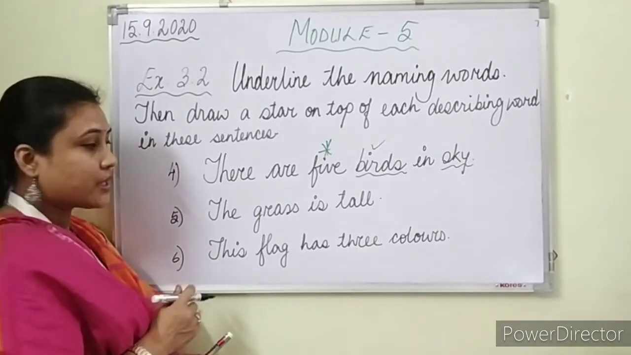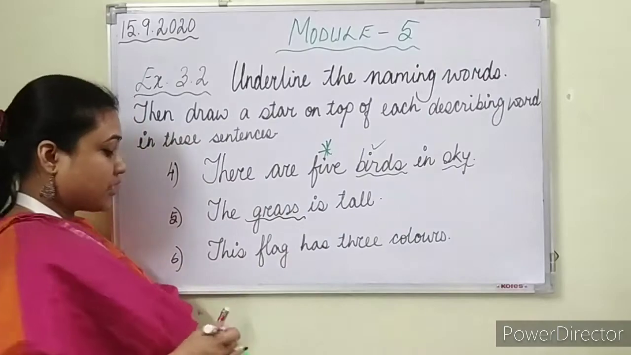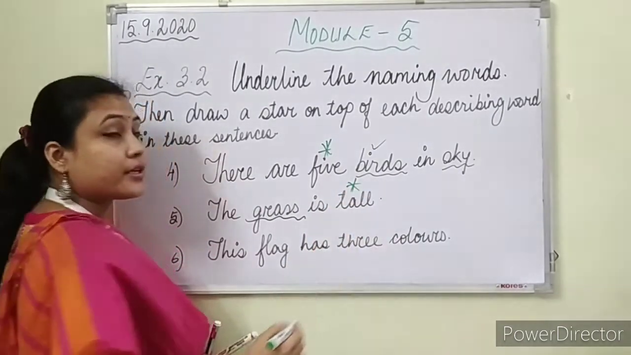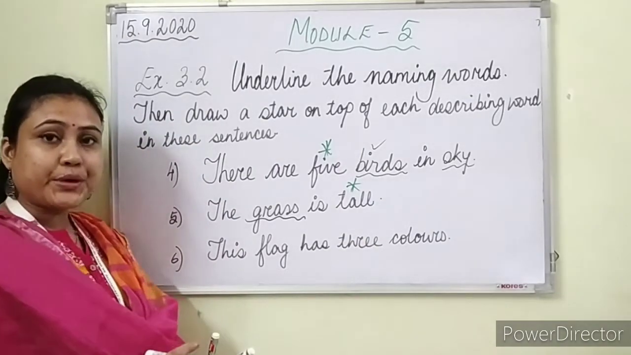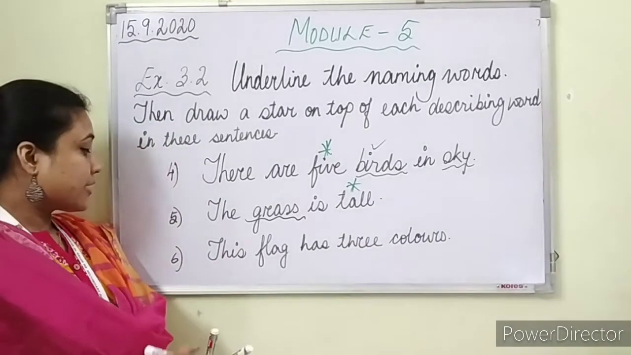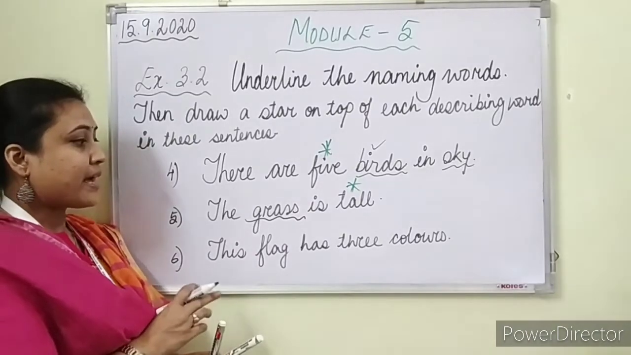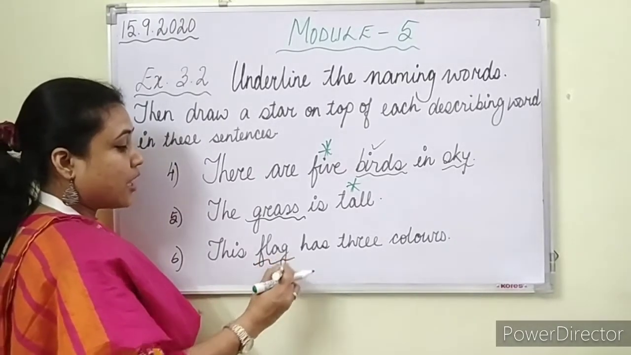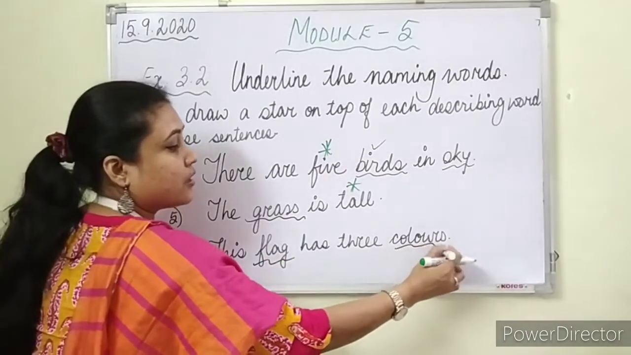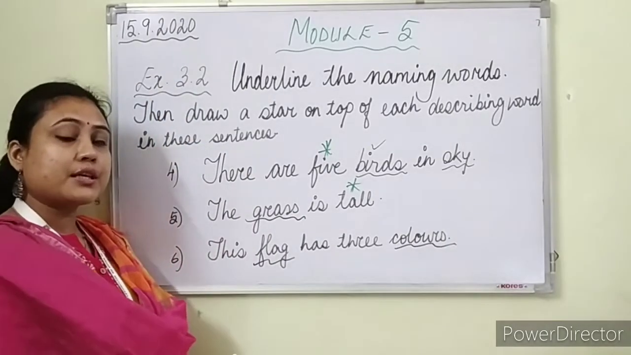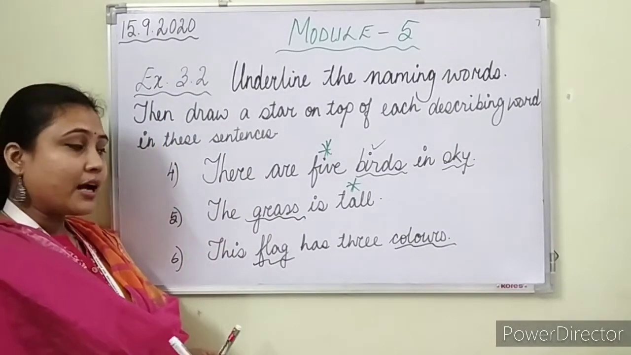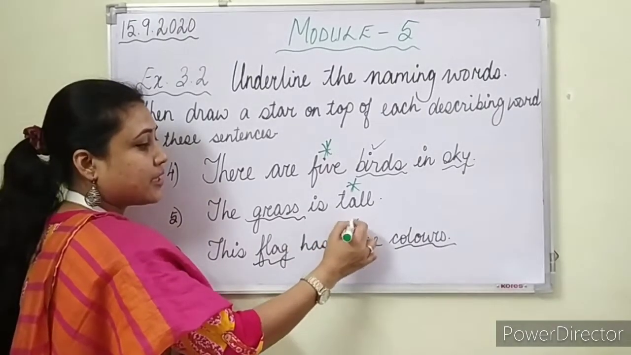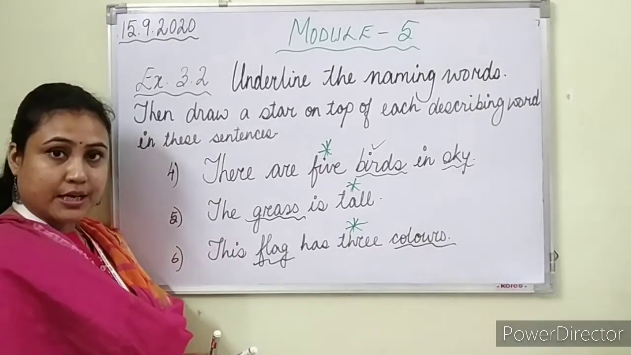So which is the noun here? The grass. Okay, we are talking about the grass, that it is very tall. So tall is the describing word, or you can say adjective, right? Coming to the last sentence, this flag has 3 colors. Now again in here we have 2 nouns, flag and colors, but you have to see which noun has been described. Again in here we are describing the colors, how many types of colors are there in the flag? There are 3 colors.